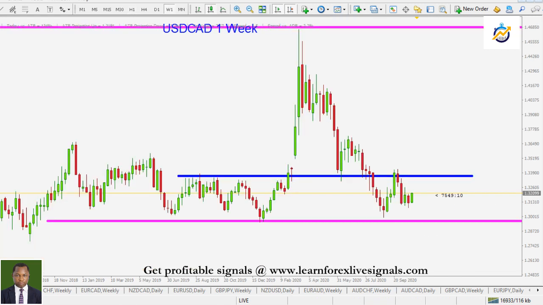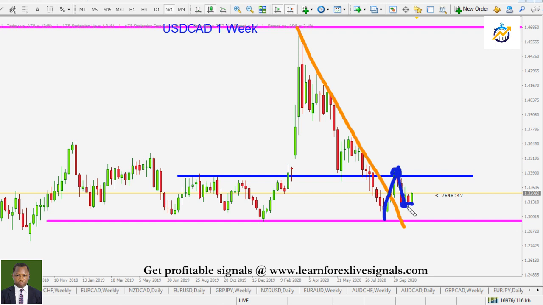The next pair is the American dollar against the Canadian dollar. This is the weekly time frame. Here I just want to show you that price may be turning to the upside. Why am I saying so? Well, that's because this leaning trend line here gave way. You can see the breakout. That was the breakout of that level.